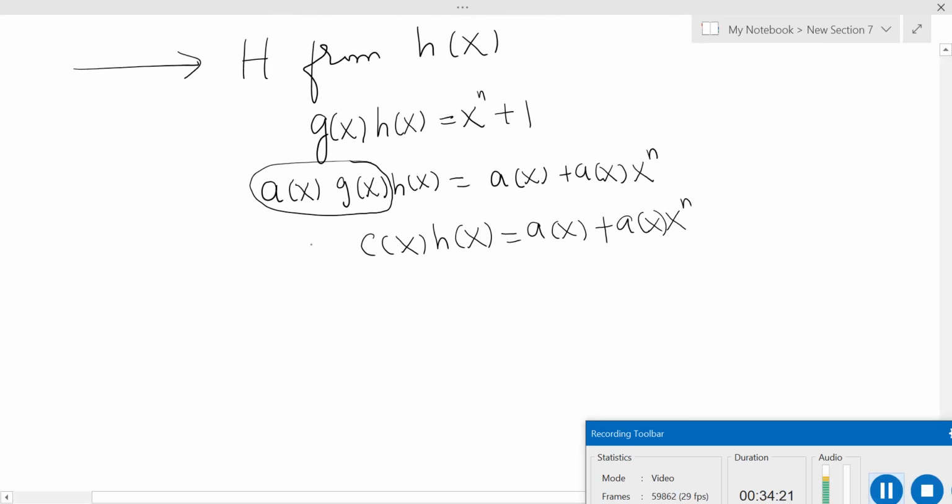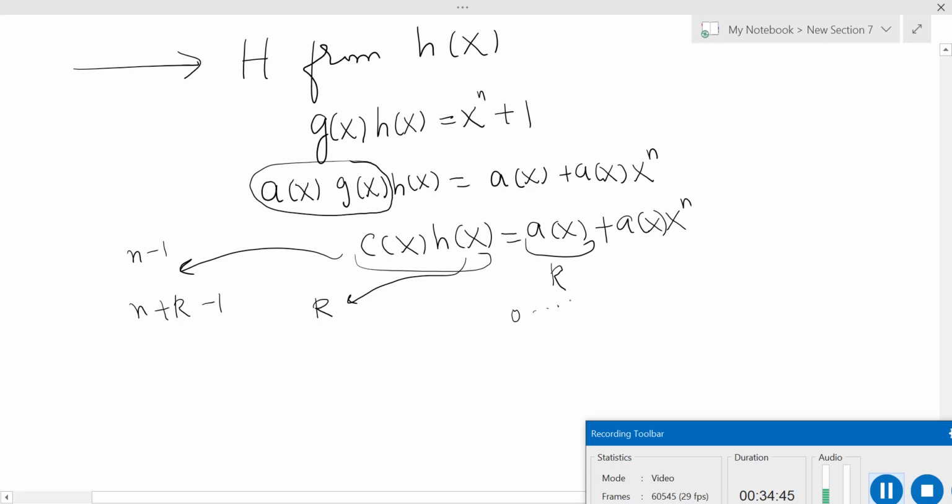Now note that c of x has degree n minus 1, h of x has degree k, so c of x h of x has degree up to n plus k minus 1. On the right hand side you have a of x, whose degree is k minus 1, so it will contain terms from 0 to k minus 1. Then this x to the power n term will contain the terms from n to n plus k minus 1.